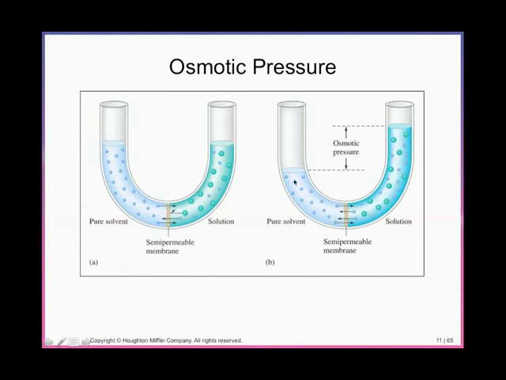What happens over time? Solvent moves into the solution and the volume rises. Now the osmotic pressure is actually the difference in the height of the solution in the two tubes. But it's not a height difference in mercury, it's a height difference in the solution. So if we were going to calculate that pressure, we have to know all those factors I mentioned earlier.